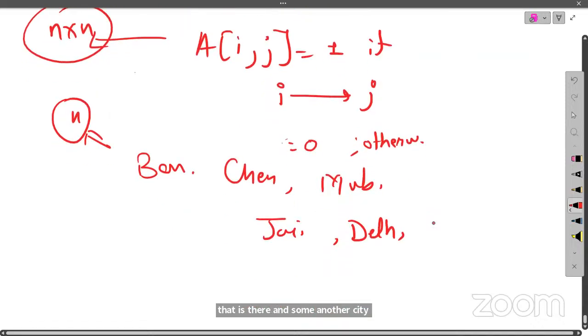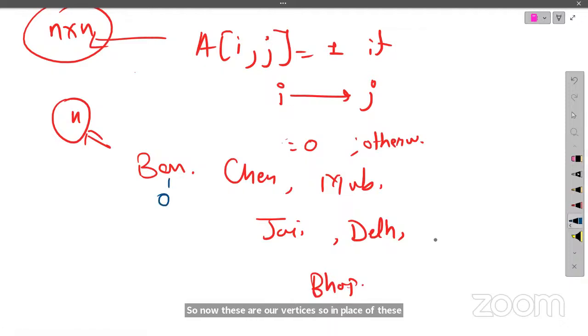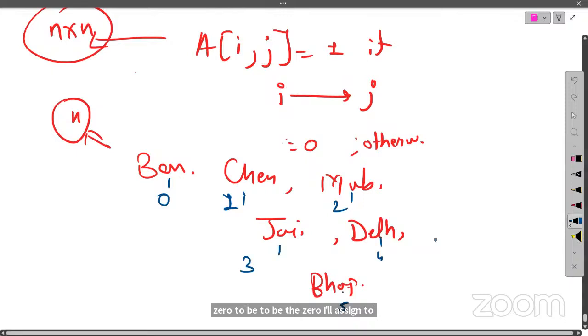Suppose Bhopal is there. Okay. So now these are our vertices. In place of these city names, I'll assign one number to each. I'll assign 0 to Bombay, 1 to Chennai, 2 to Mumbai, 3 to Jaipur, 4 to Delhi, and 5 to Bhopal.